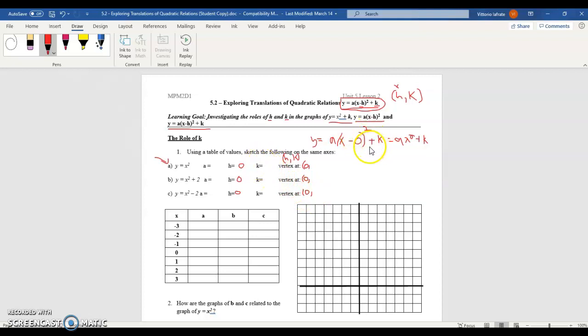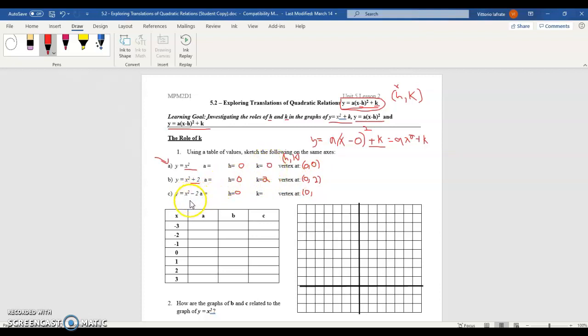And k is just that other value that follows the plus or the minus after. So in this case, there's no plus or minus that follows this x², which means it's plus 0, so the vertex is at (0, 0). In this case here, we have plus 2. So the vertex is at 0 because of the h, and 2 because of that k. So our k is 2 here, our k is 0 here.